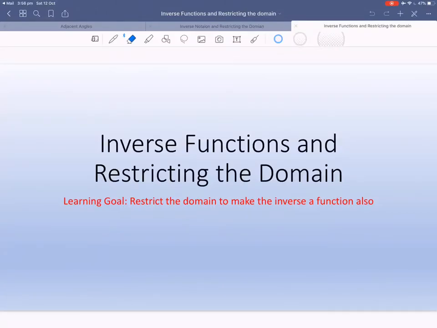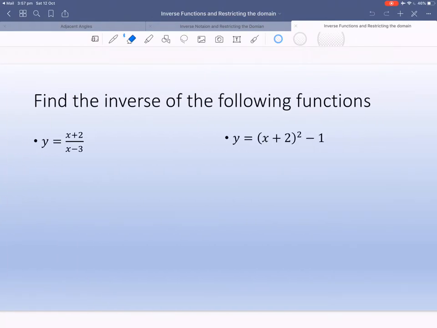So this should be a bit of a revision lesson because we had a look at it a while ago, when we looked at functions for the first time. So we're going to be referring to a lot of that knowledge. So that's the title, that's the learning goal. So let's get straight into it.